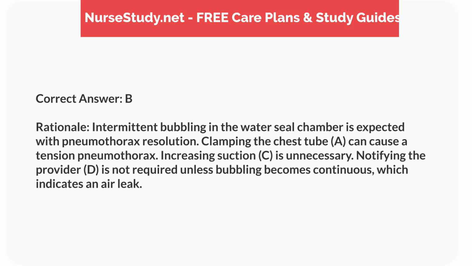Correct answer, B. Rationale: intermittent bubbling in the water seal chamber is expected with pneumothorax resolution. Clamping the chest tube, A, can cause a tension pneumothorax. Increasing suction, C, is unnecessary. Notifying the provider, D, is not required unless bubbling becomes continuous, which indicates an air leak.